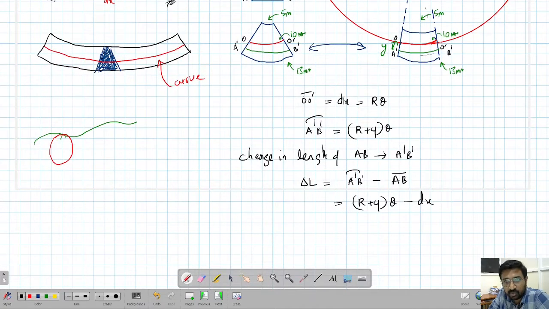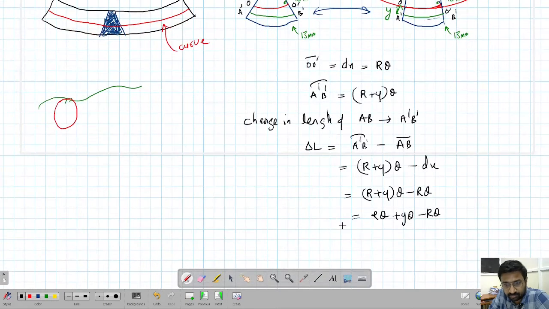Okay, but here we know dx is nothing but r theta. So I'll substitute this r plus y into theta minus r theta. So change in length is nothing but r theta plus y theta minus r theta. So this gives me y theta. So y theta is change in length. Okay, so once you find change in length, I can find the strain.